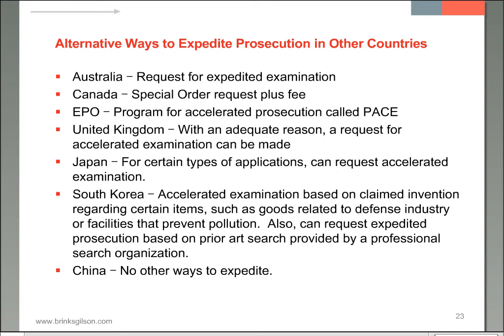You should be aware that other countries have ways to expedite prosecution as well. Here I've just listed a few for Australia, Canada, Europe, United Kingdom, Japan, South Korea. And as far as I know, China doesn't let you expedite prosecution. So the PPH appears to be the only way to get expedited prosecution there.